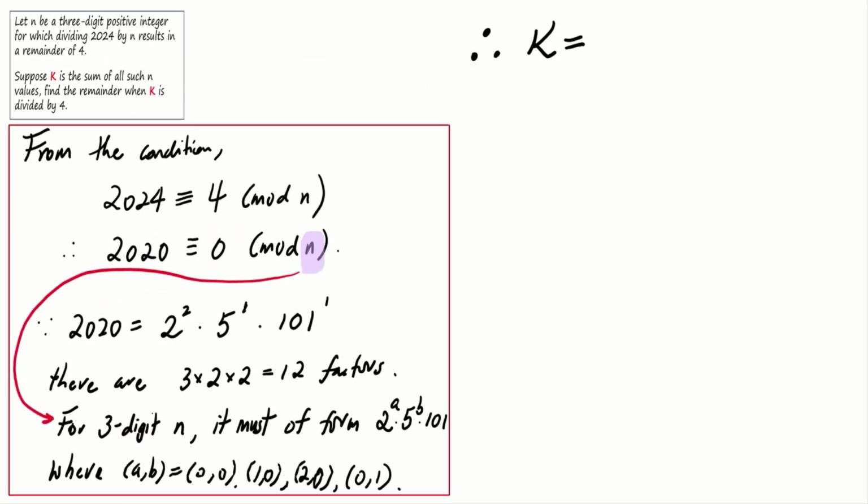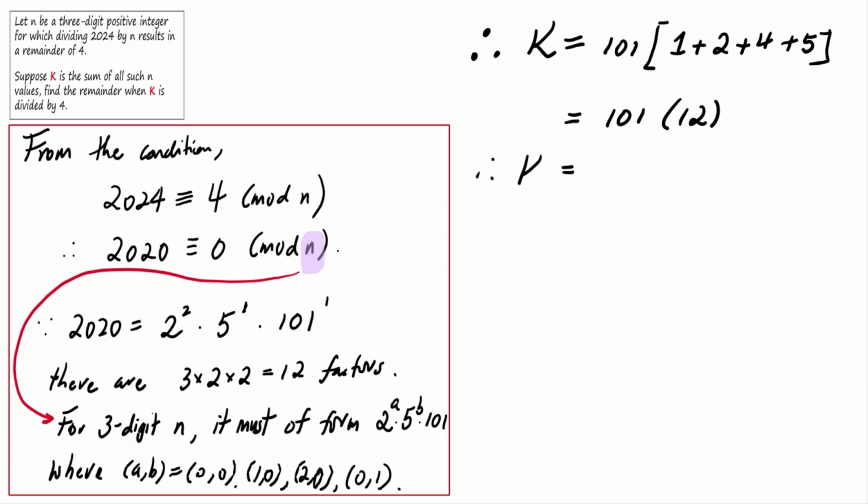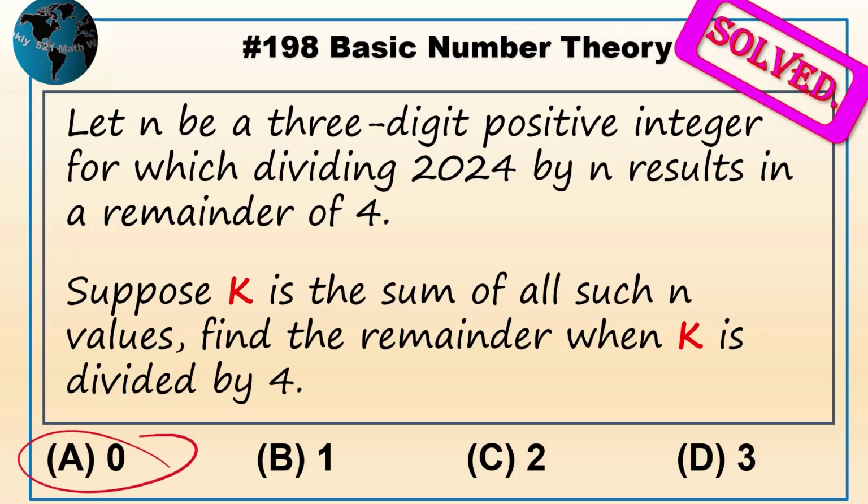Consequently, k equals 101 times the sum of 1, 2, 4, 5, which is 101 times 12. Therefore, k is congruent to 0 mod 4, making the correct answer to our problem A, 0.